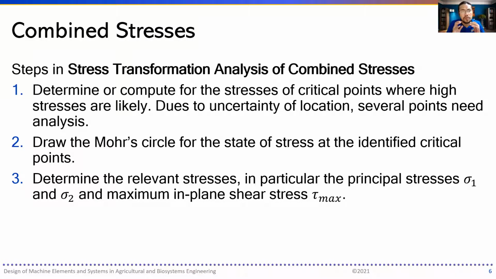To solve for the combined stresses, or the principal stresses and the maximum in-plane shear stress, using stress transformation analysis for bodies, it is first important to compute the stresses at the critical points where high stresses are likely. But since there's uncertainty of location, it's important to test several points in a body.